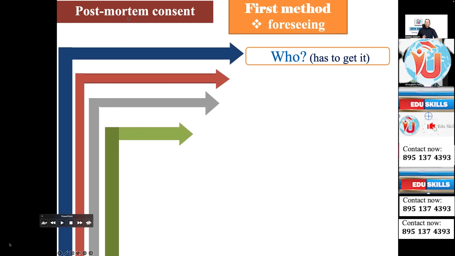Now this is about postmortem consent. Getting consent before postmortem. So first method, foreseeing. You have to ask some questions, right? You have to foresee. Who has to get it? So postmortem consent is the heading. Okay, side heading. So the question is, who has to get the consent is one question, right? Then from whom they have to get it?